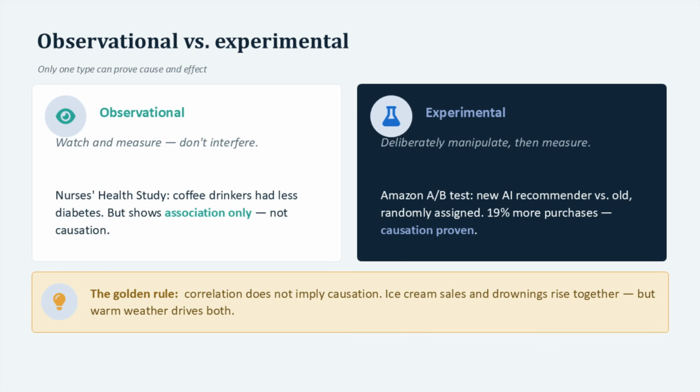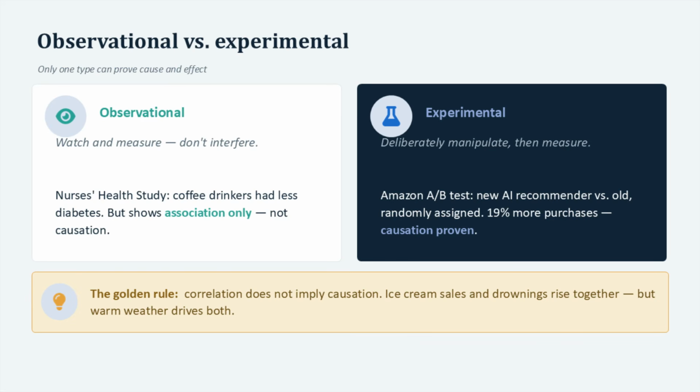A famous example is the Nurses' Health Study. Researchers followed a very large group of nurses over many years and looked for patterns between their behaviors and their health outcomes. Suppose they noticed that people who drink more coffee tend to have lower rates of diabetes. That sounds interesting. But here's the crucial limitation.